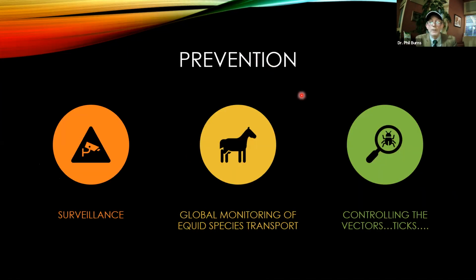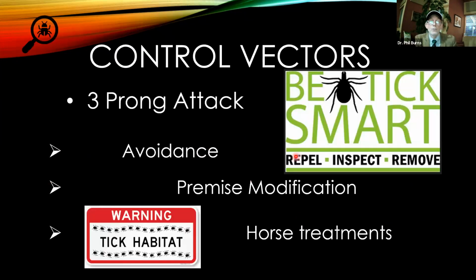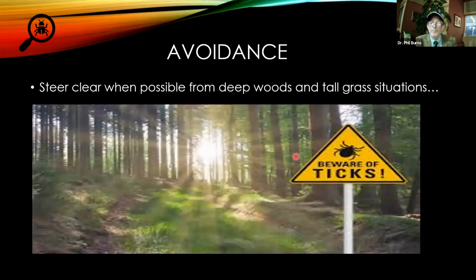So now I want to get quickly and importantly to how we prevent the problems that we're looking at with ticks. Well, there's basically 3 general areas here: surveillance, global monitoring of equine species and transport, and controlling the vectors. And global could include local monitoring as well within the US. So controlling vectors, 3-prong attack: avoidance, premise modification, and horse treatments. And so let's get into that.